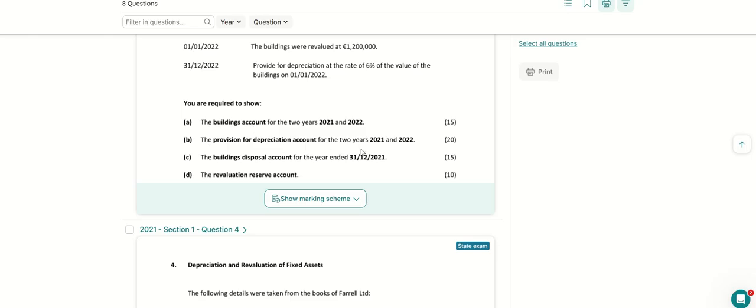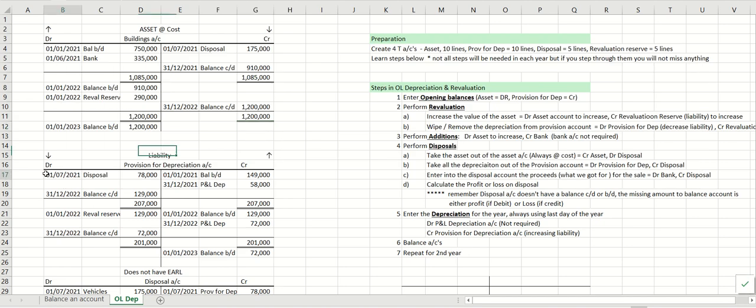Second one, provision for depreciation account, 20 marks. Okay, so the first year, again, is here. We started with our opening balance on the credit side. We did our disposal, reducing the value. We added in our depreciation for the year and we balanced our account.